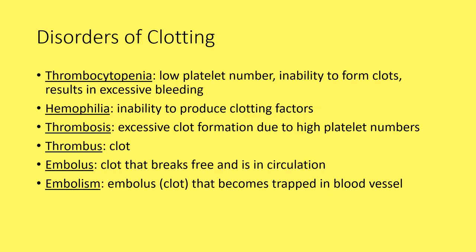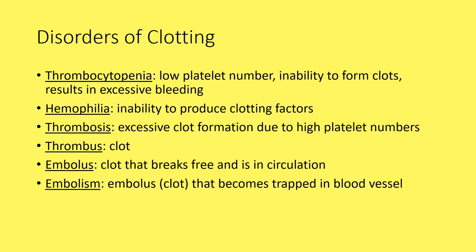Hemophilia is an inability to produce some of those clotting factors, those chemicals in the previous slide on the right-hand side. Hemophilia is genetic, and if you don't produce those clotting factors, you cannot produce a clot, which once again, you can have excessive bleeding just by very small, like bumping, small injury, something that for most people would be no big deal, but for someone with hemophilia, they have to be very careful.